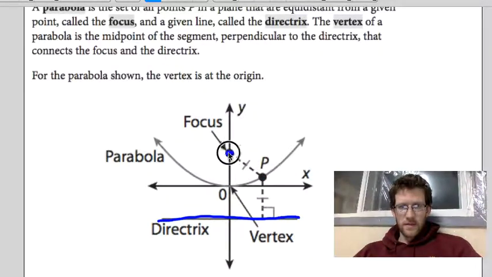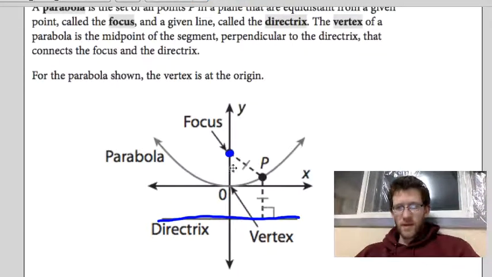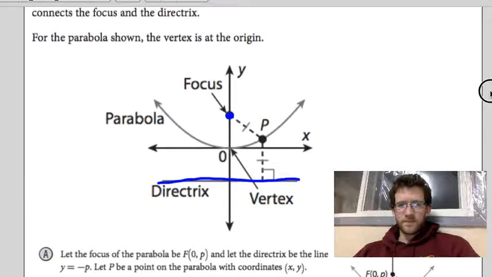and here's the focus. And then finally, our third term is going to be the vertex. And the vertex is, in this case, the bottommost point of the parabola. If the parabola was arcing the other way, it would be the topmost. It's the point in between the focus and the directrix, closest to the focus and directrix, directly in between them. So that's one way to think of it.